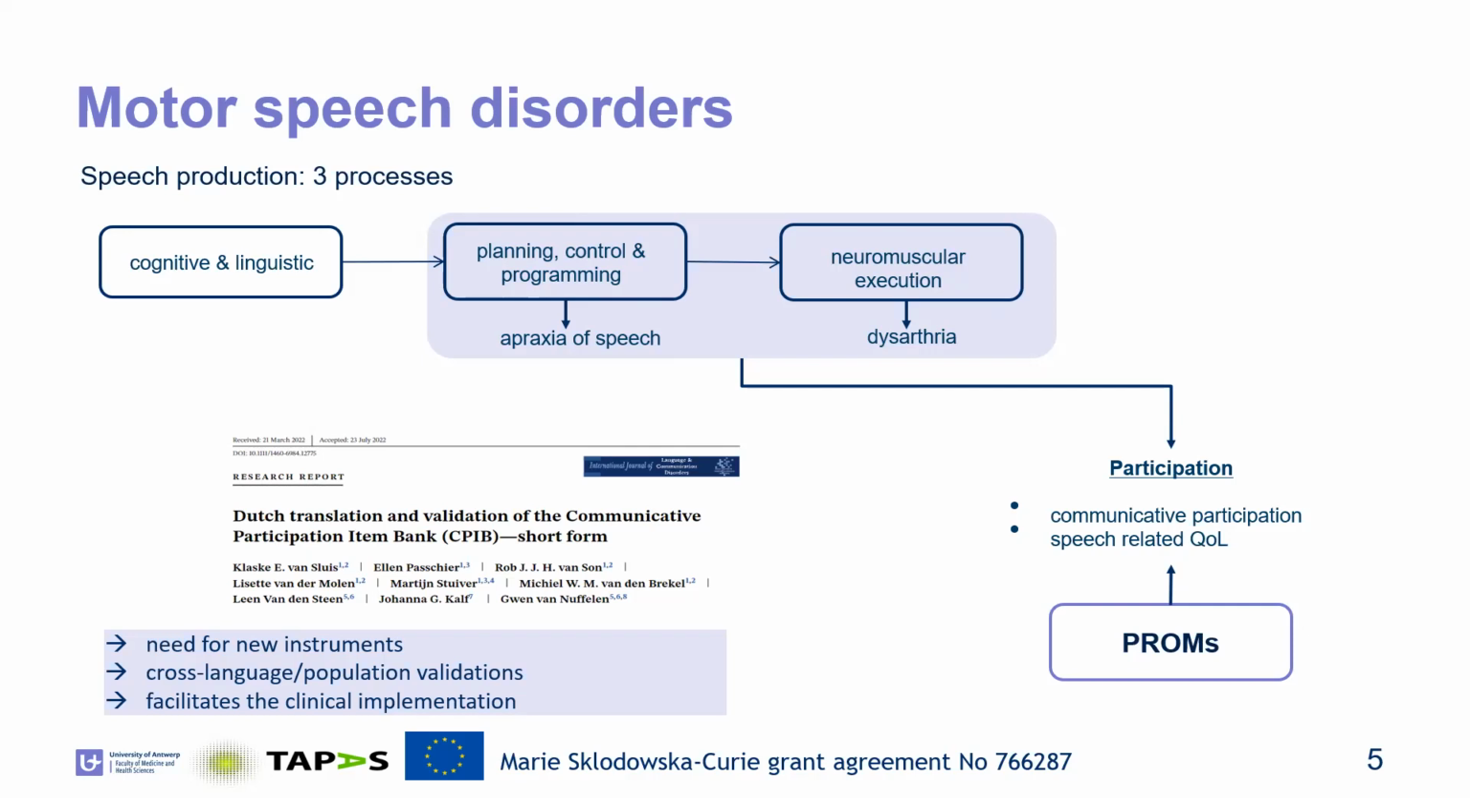So the CPIB is now validated both for motor speech disorders as for head and neck cancer patients. And I really think that cross-population validations are important to give the instrument more credit and to facilitate actually clinical implementation.